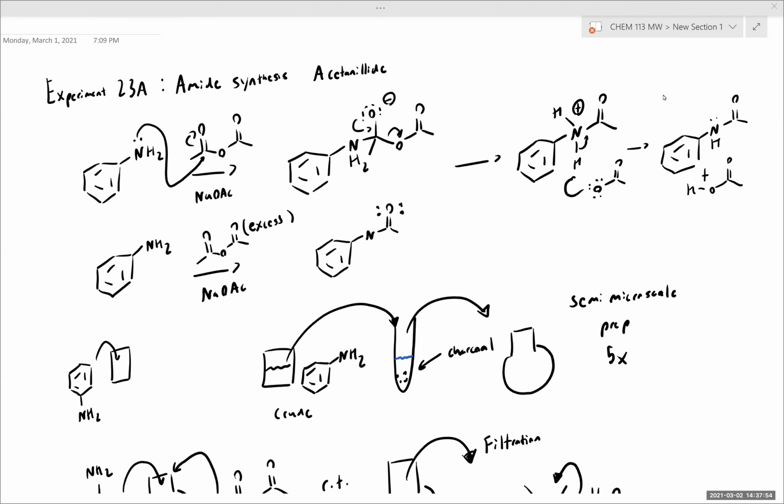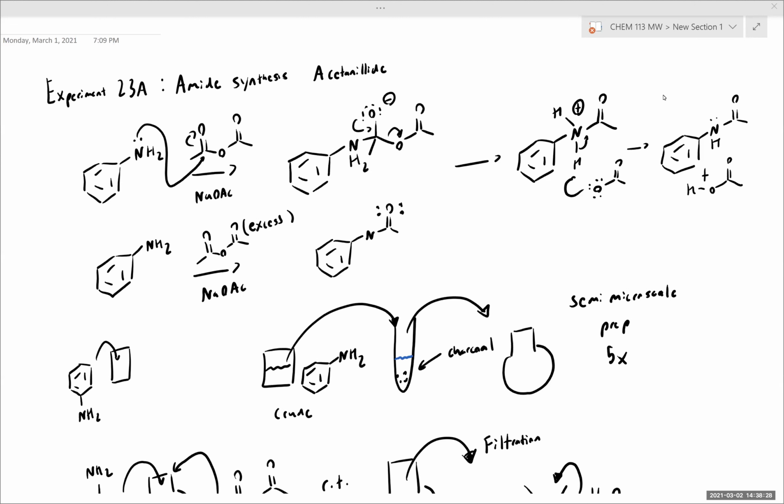Okay, so today we're beginning our discussion of experiment 23A. We're only doing part A of experiment 23, and this concerns the amide synthesis of acetanilide. So this reaction is run between aniline and acetic anhydride. Acetic anhydride is an activated acylation reagent, an acylating reagent.